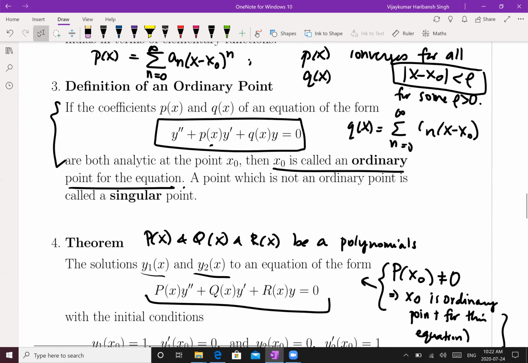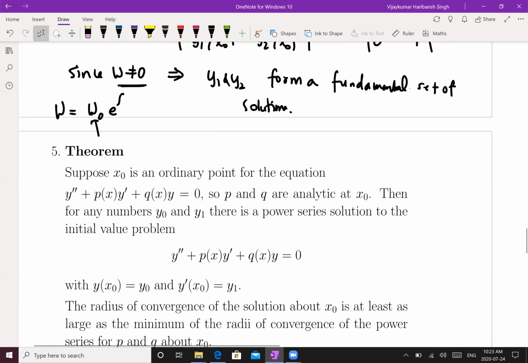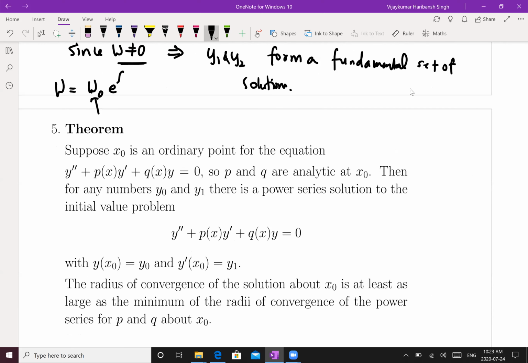All right, so now let's start. We are moving back and forth in the sense that here we have p of x and q of x as analytic functions. Then we restricted the case to a polynomial. The reason for doing that is because we understand polynomials. Now, suppose we have x naught as an ordinary point for the differential equation.